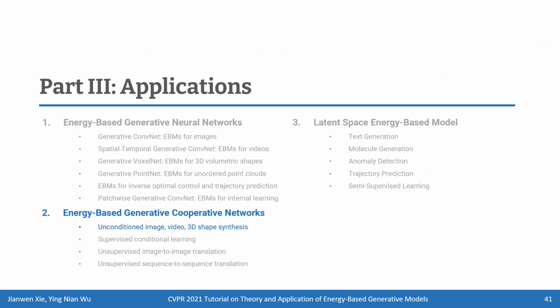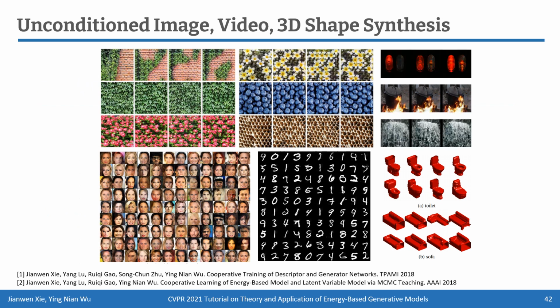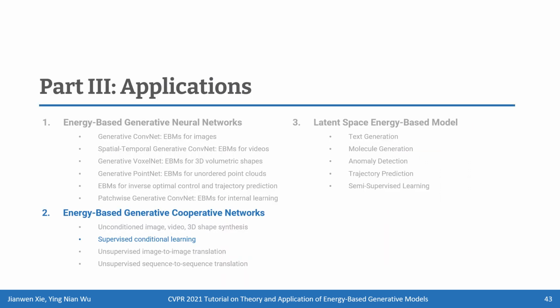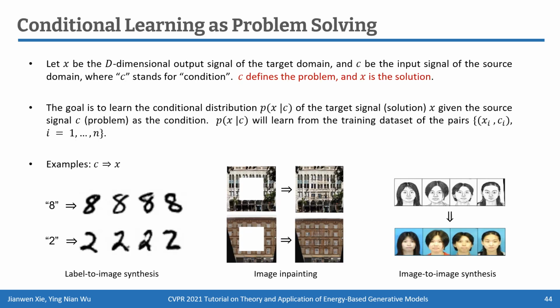Now let's start to talk about another type of energy-based framework, the generative cooperative network. The energy-based generative cooperative network has been very successful in unconditioned image, video, and 3D shape generation. Now we want to focus on supervised conditional learning. Just a little bit of notation.